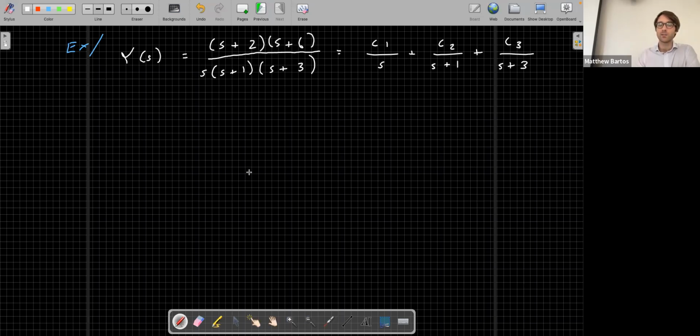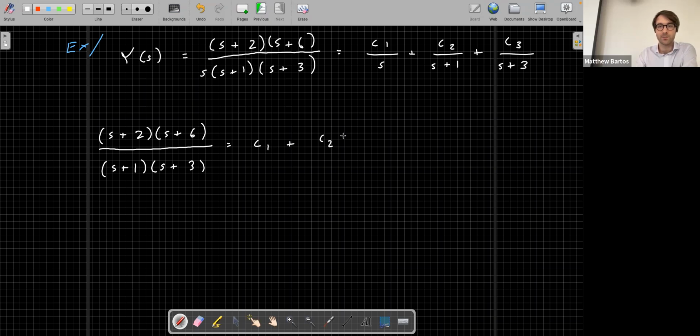Okay, so what is our first step here? Let's say we want to find C1. What do we do? Right, so we multiply both sides by s. And if we do that, this s in the denominator will divide out, and we will end up with s plus 2, s plus 6 over s plus 1, s plus 3 is equal to C1 plus C2 s over s plus 1 plus C3 s over s plus 3.